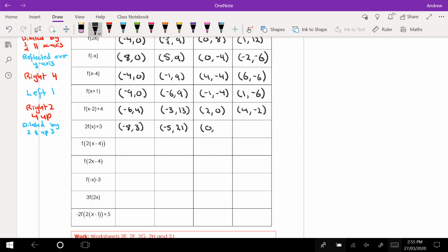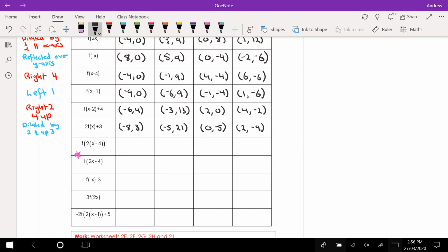And lastly, this is going to be 2, negative 9, because it'll be negative 12 after we double it, and then we add 3. Now, I'm just going to highlight these two. Okay? And we're going to talk about it after we do the first example.